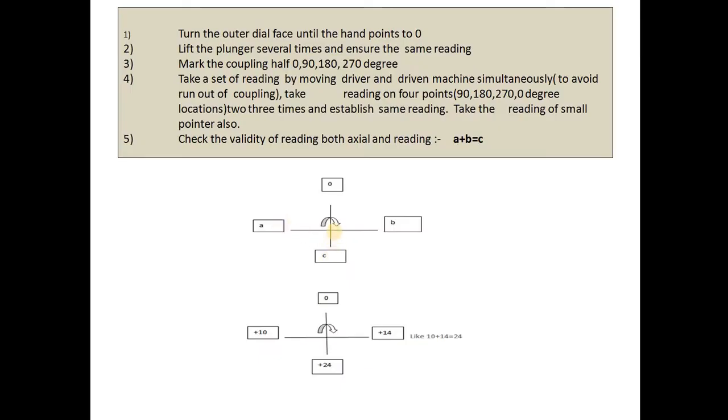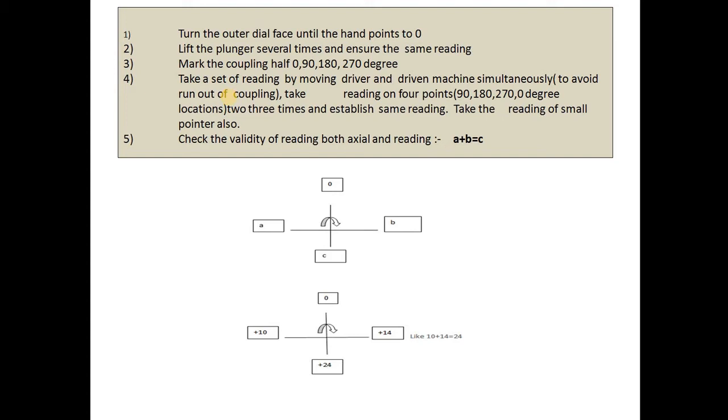Before starting alignment, we have to keep the dial gauge in a vertical position. Lift the plunger 2-3 times, then drop it and see the plunger coming back to its original position. Rotate the rim, put the plunger in the 0 position, again repeat the same thing and see the plunger and pointer coming to the 0 position. That means your dial gauge is accurate.